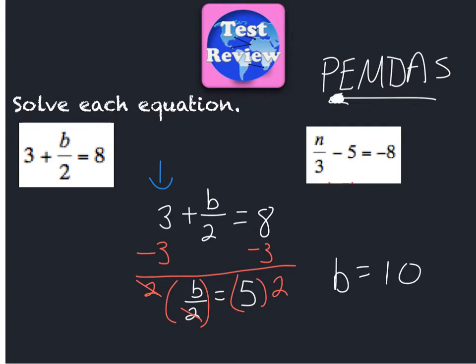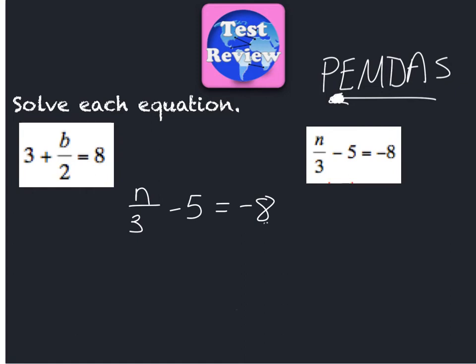Especially on this test, you'd want to plug 10 in for b, substitute 10 for b, and make sure this works. 10 divided by 2 is 5, and 5 plus 3 is 8, so it does work. So make sure you check your answer, especially on a test. You want to make sure it's right.